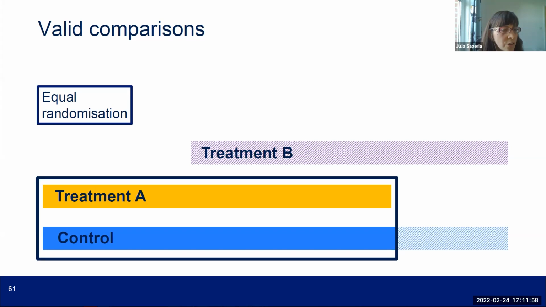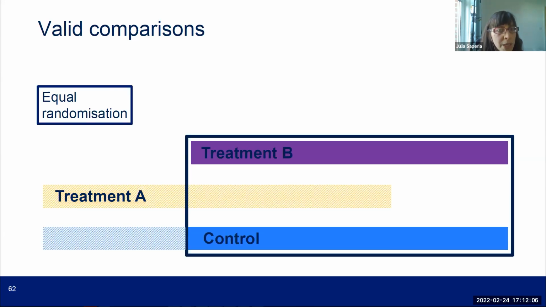So the concurrent controls for treatment A are enclosed within the dark blue box, and the concurrent controls for treatment B are now enclosed in this new dark blue box, and the shaded out patients are not involved in those calculations.